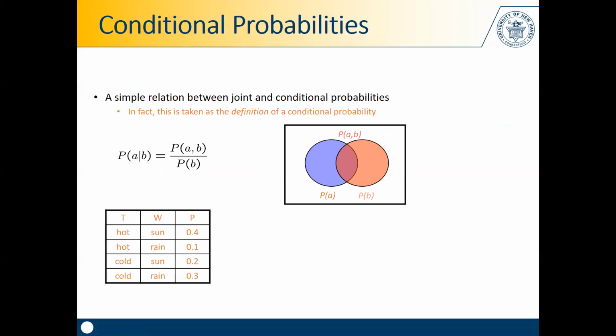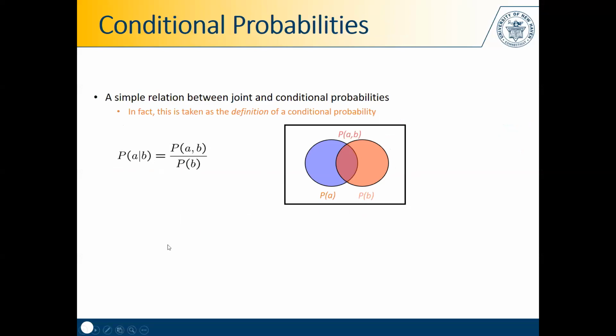Okay, another new concept, conditional probabilities. Conditional probabilities give us a simple relationship between joint and conditional probabilities. So what do I mean by conditional probabilities? It means the probability of the outcome A given the outcome B, given that B has already happened.